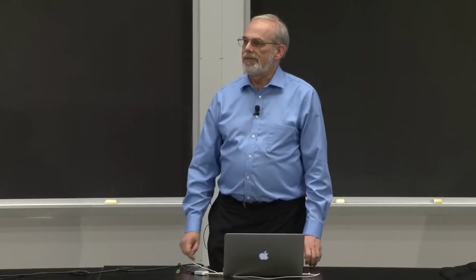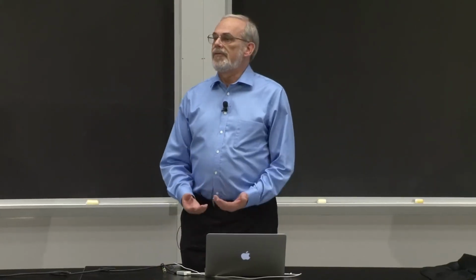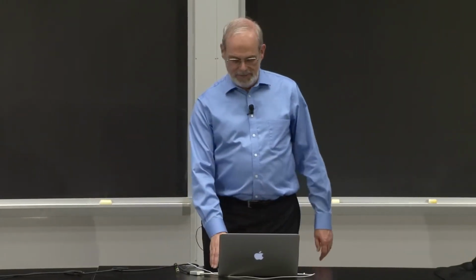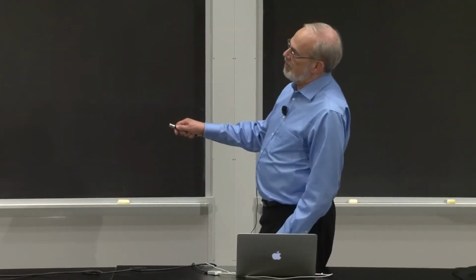And now I give you a boa constrictor. It's a reptile, but it doesn't fit the model. And in particular, it's not egg-laying, and it's not poisonous. So I've got to refine the model, or the algorithm's got to refine the model. And this, I want to remind you, is looking at the features. So I started out with 5 features. This doesn't fit. So probably what I should do is reduce it.